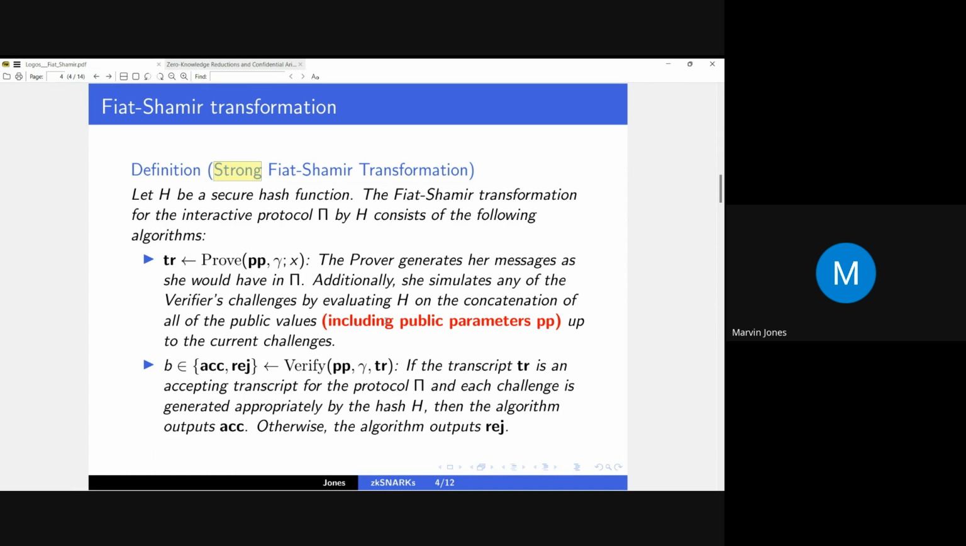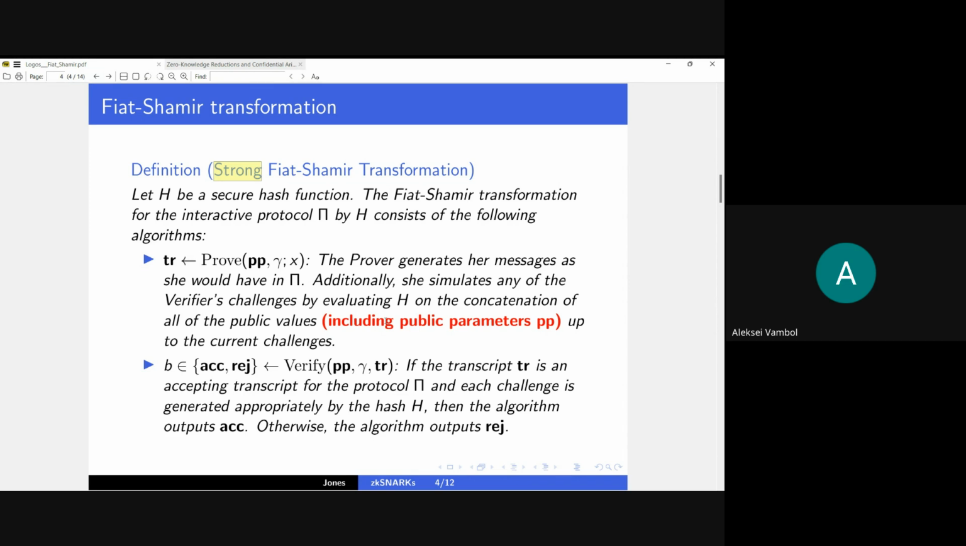But in terms of a theoretical standpoint, is there any reason not to just rename strong Fiat-Shamir to be Fiat-Shamir? There is no good reason not to do that, except for the fact that there's so much literature out there that renaming things would be bad and confusing.